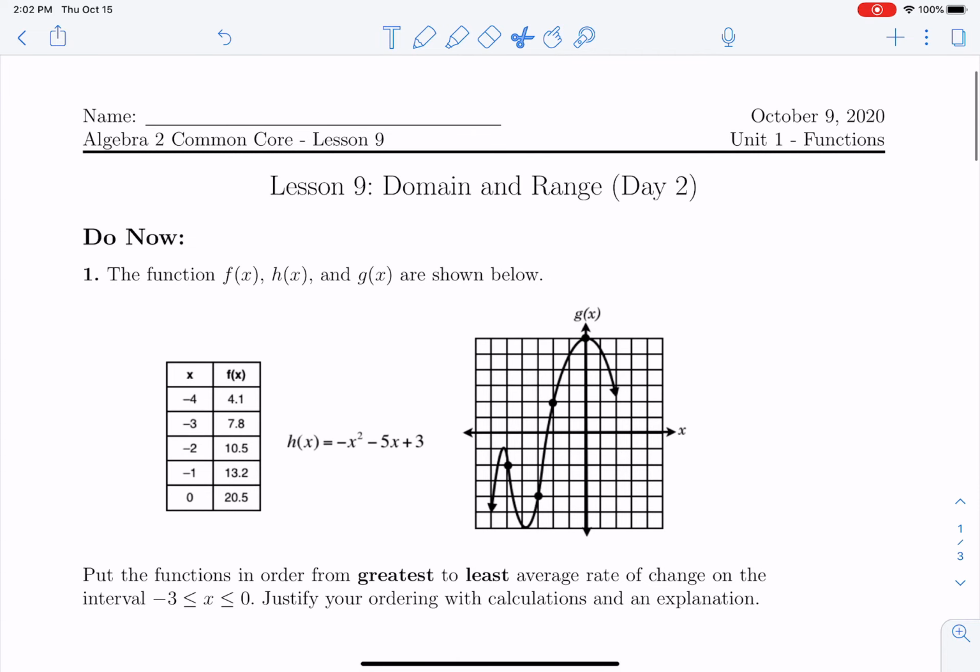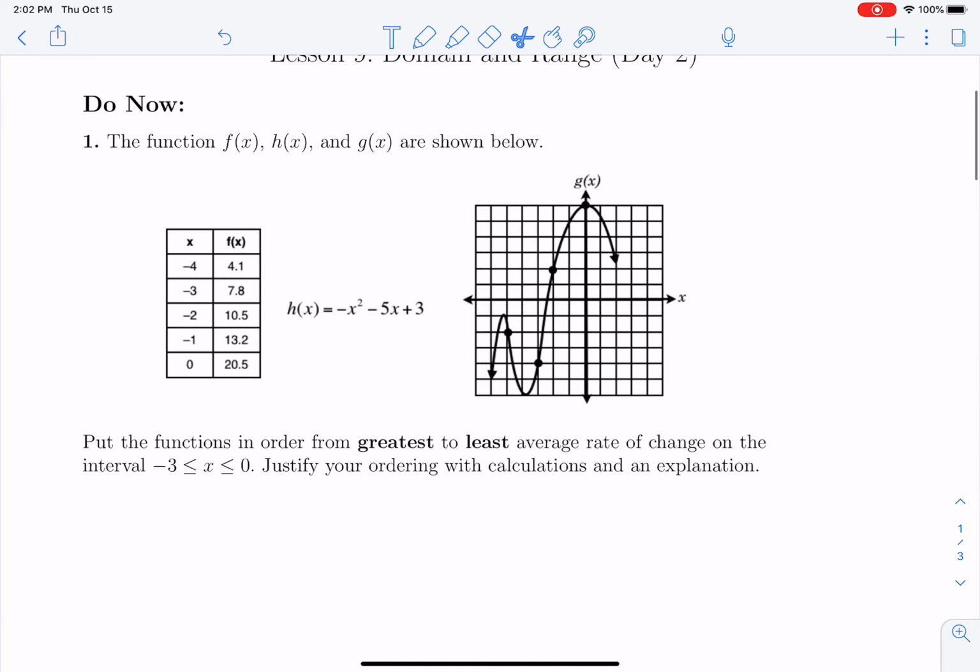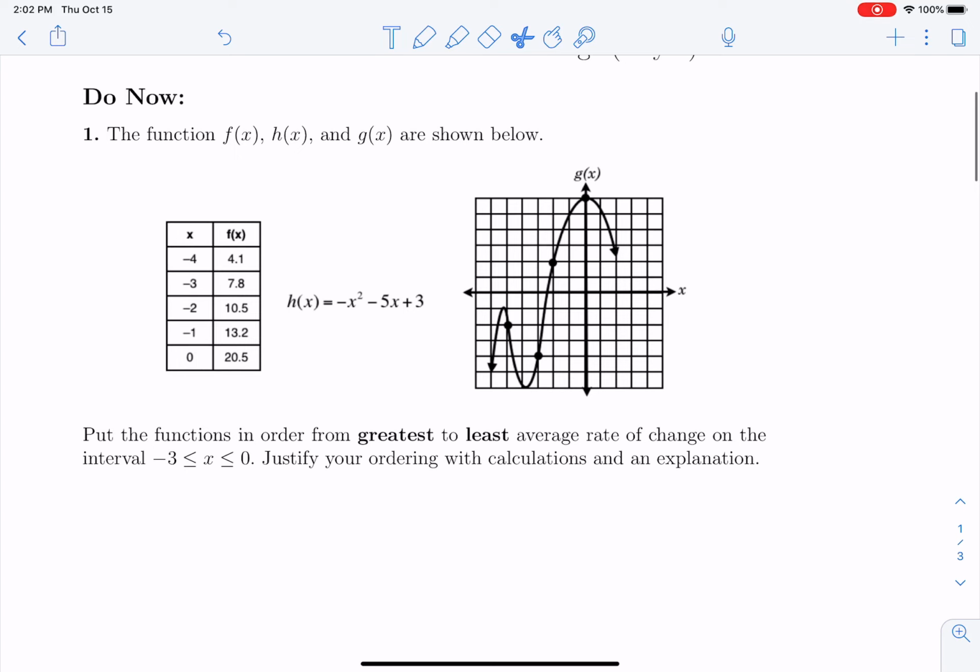So for Arduino here, we're actually reviewing a concept we looked at the last lesson, so let's take a look at the problem. The functions f of x, h of x, and g of x are shown below. Notice, f of x we have a table, h of x we have an equation, g of x we have a graph.